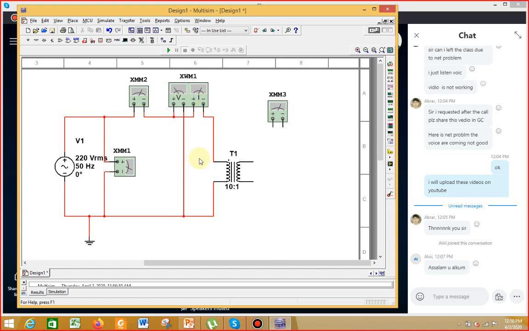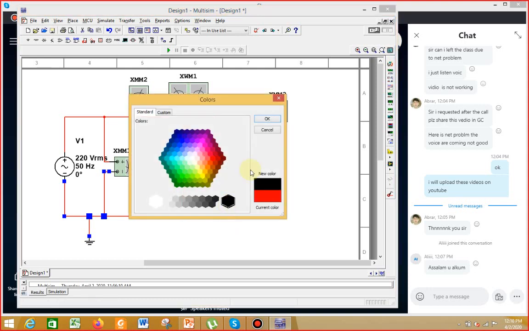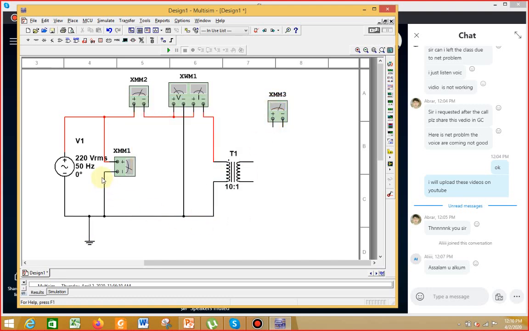So now we have completed the connections for the primary side. You can also change the color of these wires. The upper portion is of the phase, so that will be red. And just select the wires in the lower portion, right click and then click on net color and change this color to black. So now you can differentiate between the phase and the neutral connections.